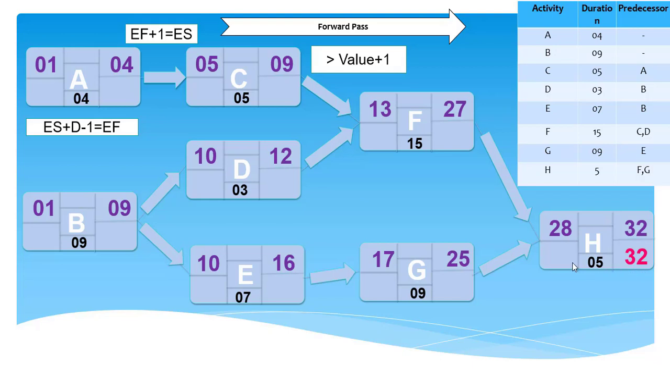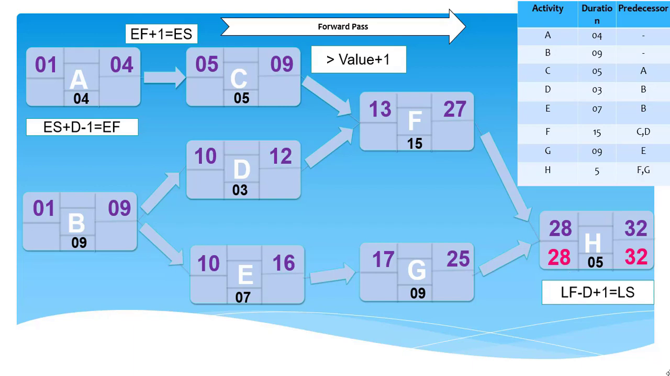To find out the late start, what we have to do over here is deduct duration from late finish, and add one. Remember, in forward pass, in early start we add duration. Here we'll subtract duration, and we add one to define the late start. So late start will be 32 minus duration plus 1. So it is 28.